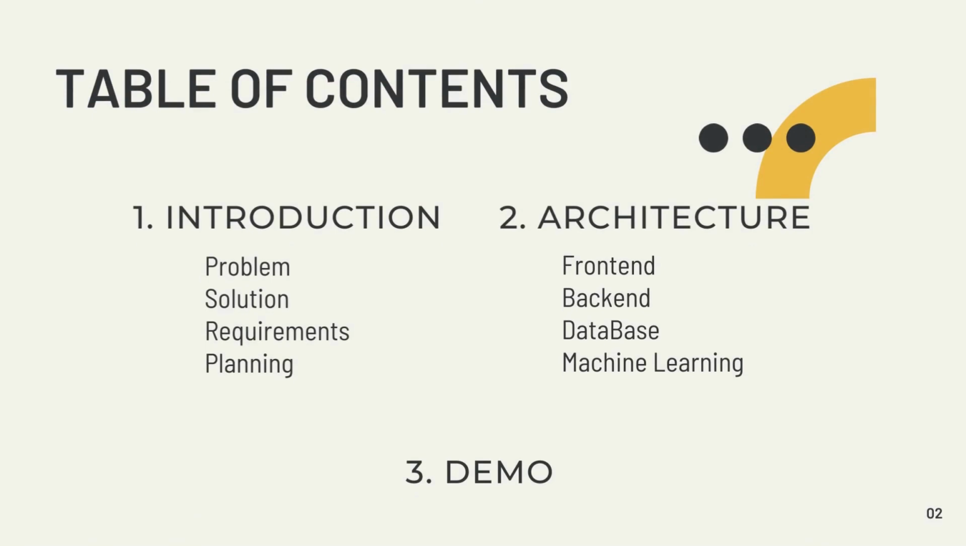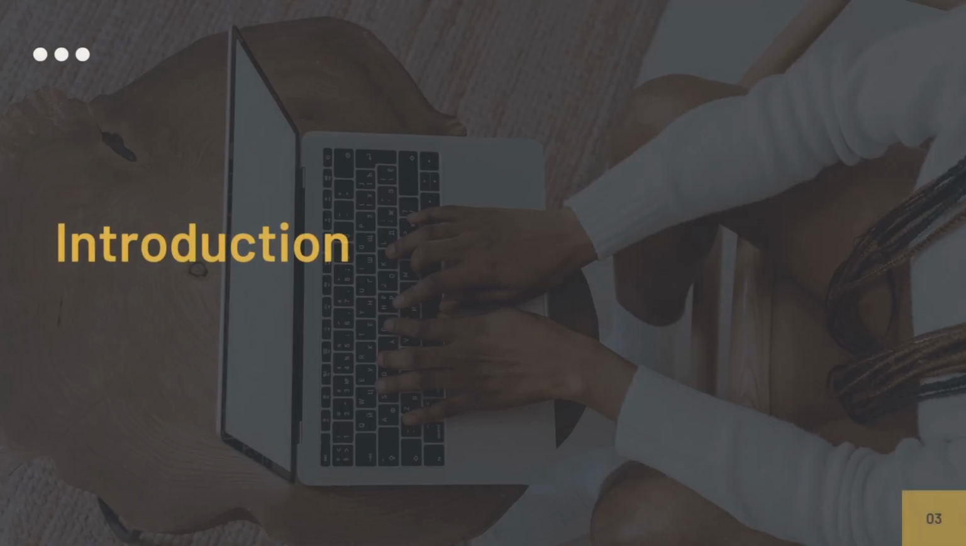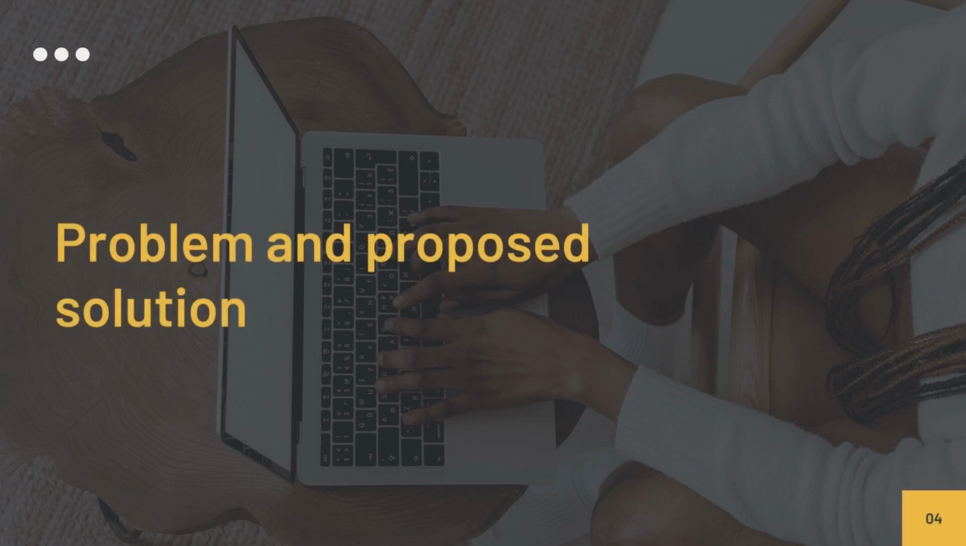First, let me give you a quick summary of the presentation. We will start with an introduction where I will talk about the problem and the solution, also the requirements and the planning of the project. Then we will discuss the architecture of the project, including its front end, back end, the database, and finally the machine learning part. And finally, we will end our presentation with a demonstration. Now, let's move to the introduction and discuss the problem and the solution that our project aims to provide.